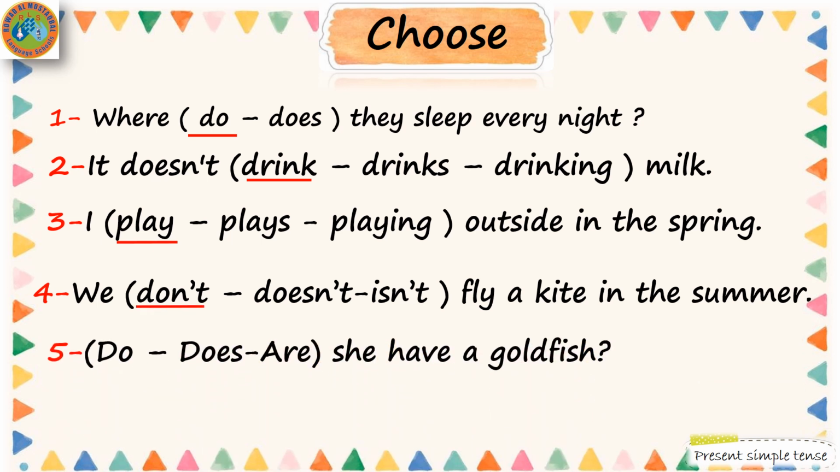Number five, do or does or are she have a goldfish? If I want here to choose do or does or are, I will look at the subject. The subject here is she. Is it singular or plural? It's singular. With the singular noun, we will ask with does. So I will choose does.